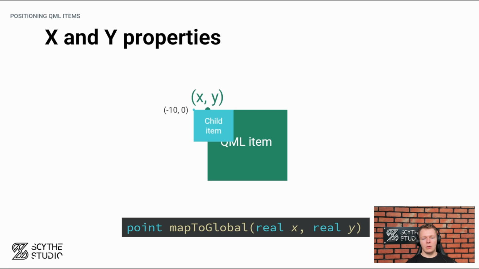And when do we use X and Y properties to position QML items? We use them when we want to place an item at a specific point on the screen precisely. This approach is best suited when you cannot use another positioning method or when the desired position depends on complex logic, when you want to code something untypical.